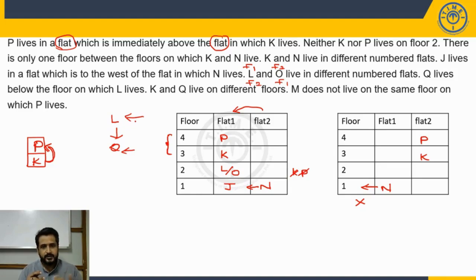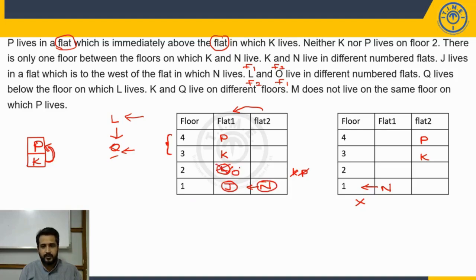Even they didn't mention the same flat numbers. Okay, just Q's floor is below L's floor. If I take L here, L will be on the second floor. Below the second floor, can I place a Q? It means which first floor? No. Already in first floor we have J and N, which means that L cannot be in the second floor.